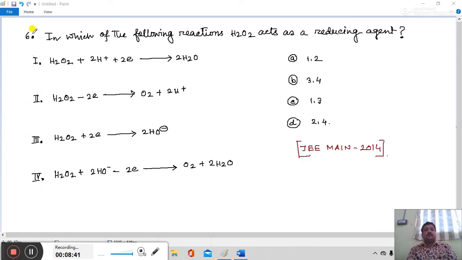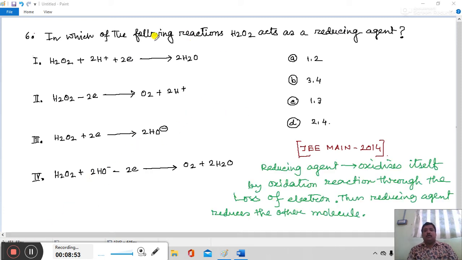The next question is, in which of the following reactions does H2 act as a reducing agent? Here 4 reactions are given and 4 options are given. Now, what do you mean by reducing agent? A reducing agent oxidizes itself by an oxidation reaction through the loss of electrons. So in these 4 reactions, where H2 undergoes oxidation, in such cases H2 acts as a reducing agent.